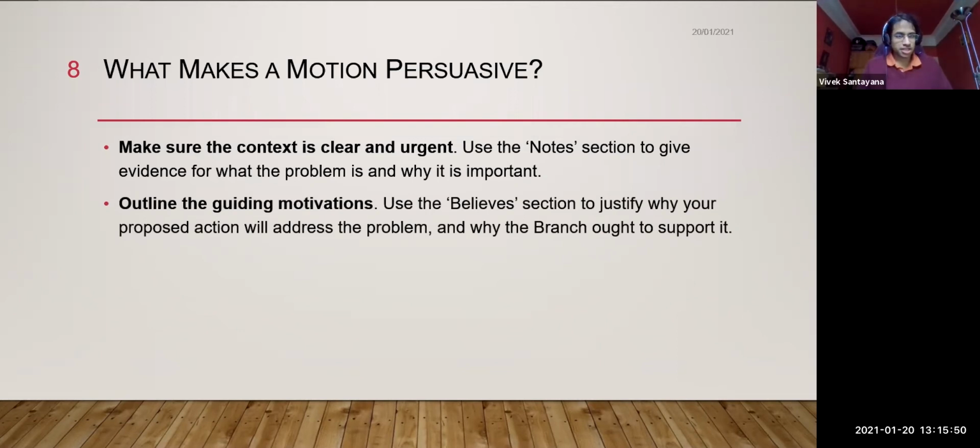Then outline the guiding motivations. Use the belief section to justify why this action will address the problem and why the branch ought to support it. Going back to the belief section, the consultative ballot motion, I used the belief section to basically establish the principles we wanted the branch to follow and we wanted to hold the university to.